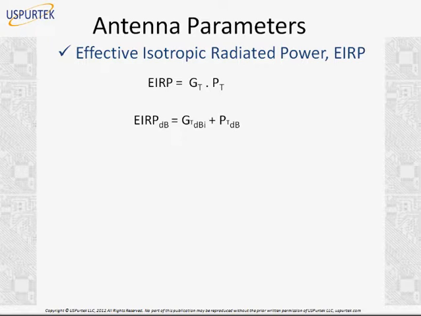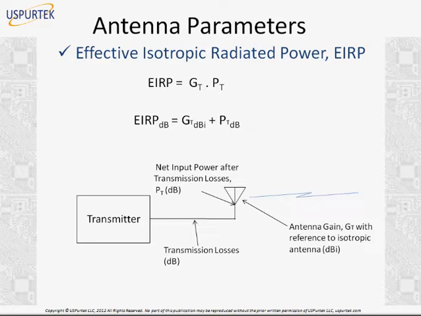The effective isotropic radiated power. This is the product of the antenna gain and the net input power after transmission losses, the product of GT and PT. In terms of dBi, you just make an addition: GT in dBi added to PT, the net input power after transmission losses. So in practical designs, we must consider all the transmission losses involved in the cable that connects to the antenna.